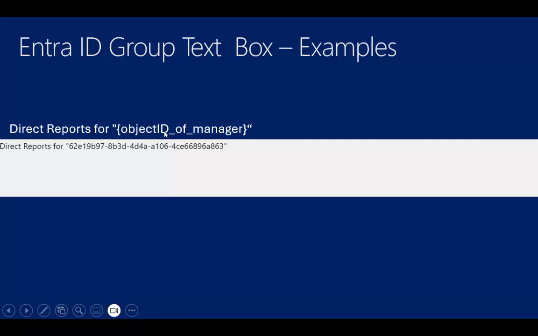Okay. Here's another one. And this is the one I referenced whenever I was talking about those items or those criteria that would force you to use a text box. So direct reports. This is a unique one that exists if we want to know who the direct reports are for a given manager, then we can find it using this kind of syntax. So the direct reports for, and then the object ID of the manager.